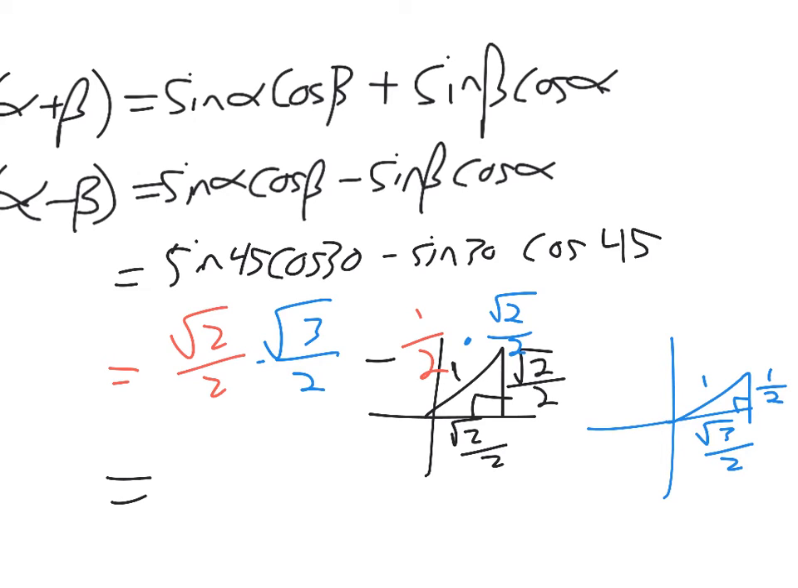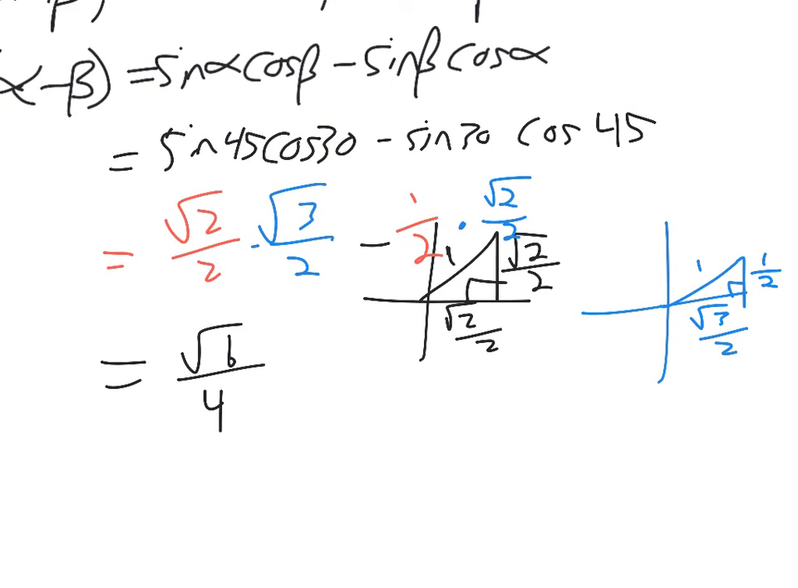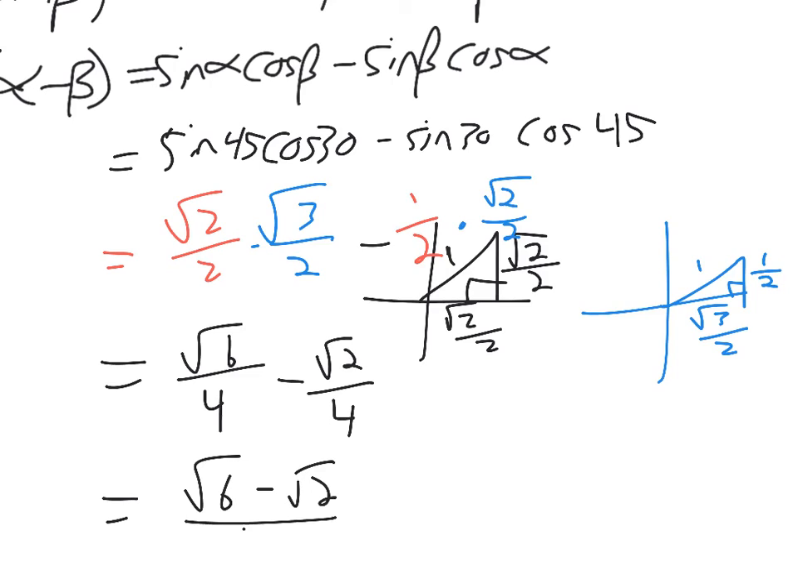So when you simplify those, you get square root of 6 over 4 when you multiply these fractions here. And then these fractions over here, you have square root of 2 over 4. So they have common denominators. It means we can subtract. And that's where you can leave your answer.